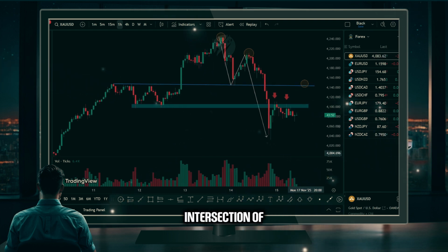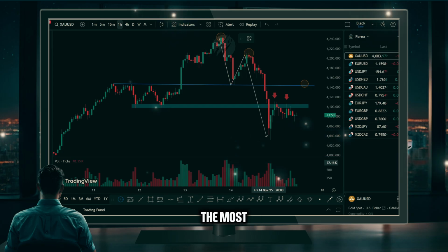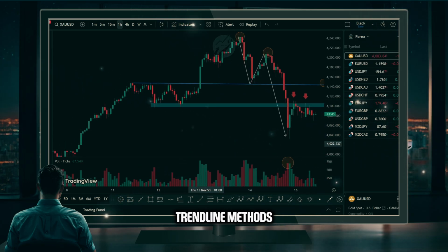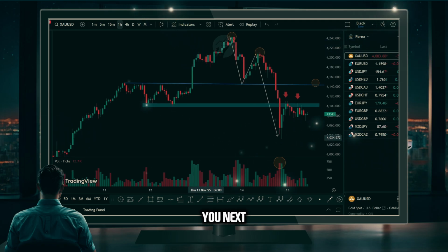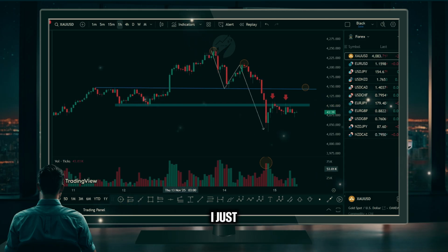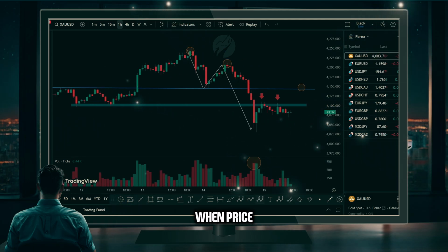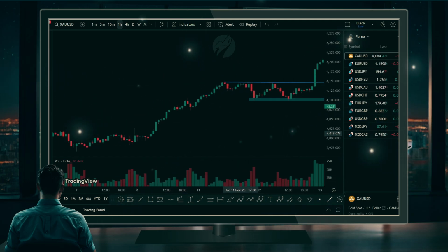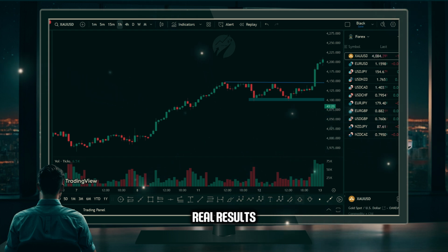And it is the intersection of these lines that creates the most important signal zones, the key that opens the 3 trendline methods I will share with you next. These 3 methods are all based on the trendline system I just described. The method when price touches a trend line and bounces, the method when price breaks a trend line, and the method when multiple trend lines intersect to form a confluence zone. If this foundation is not solid, these 3 methods will never bring real results.